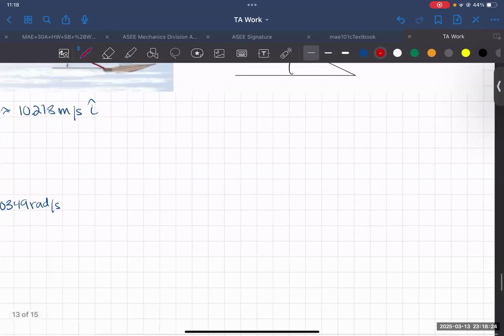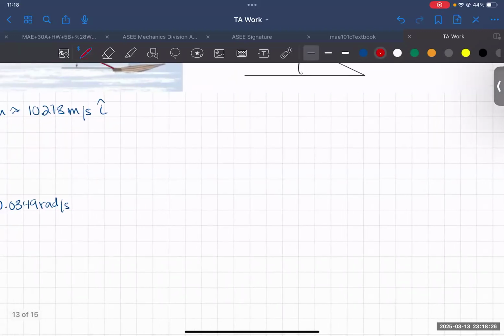Then we write the relative motion relation, so we know the velocity of the parasailor equals the velocity of the boat plus the velocity of the parasailor with respect to the boat. And we know the acceleration as well, with respect to the boat.